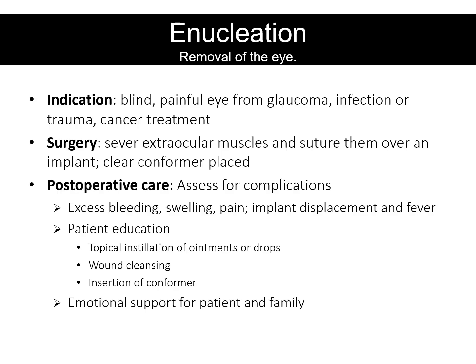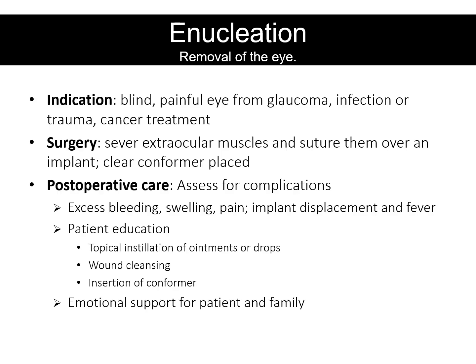Maybe the patient has severe glaucoma and lots of pain, there's no way to reverse those effects, then the patient will have the eye removed. Infection, trauma, or cancer treatment, it just depends, but those are all reasons why they may need enucleation. So the surgery is going to sever the extraocular muscles, and so that means they're preserving the muscles. They're only taking out the globe, and that's so that they can hopefully in the future have an implant.